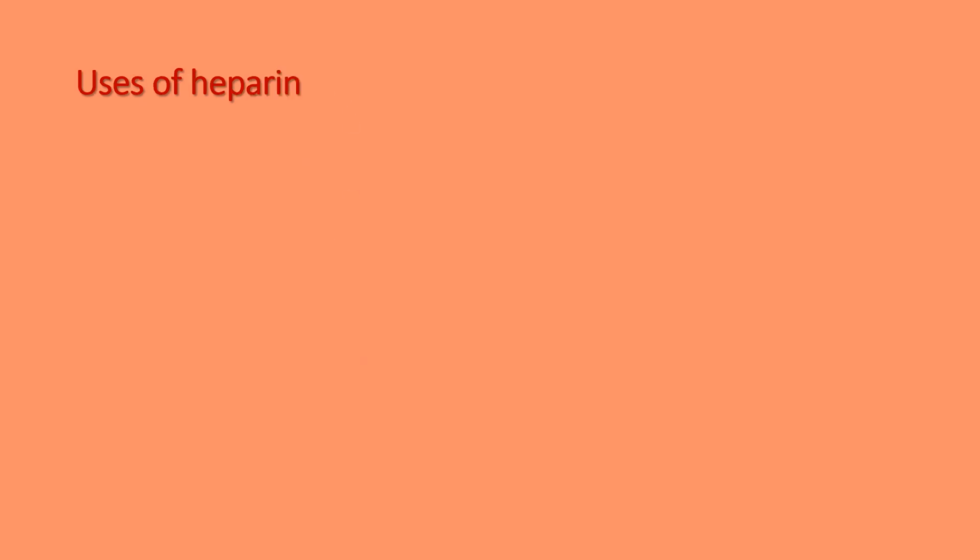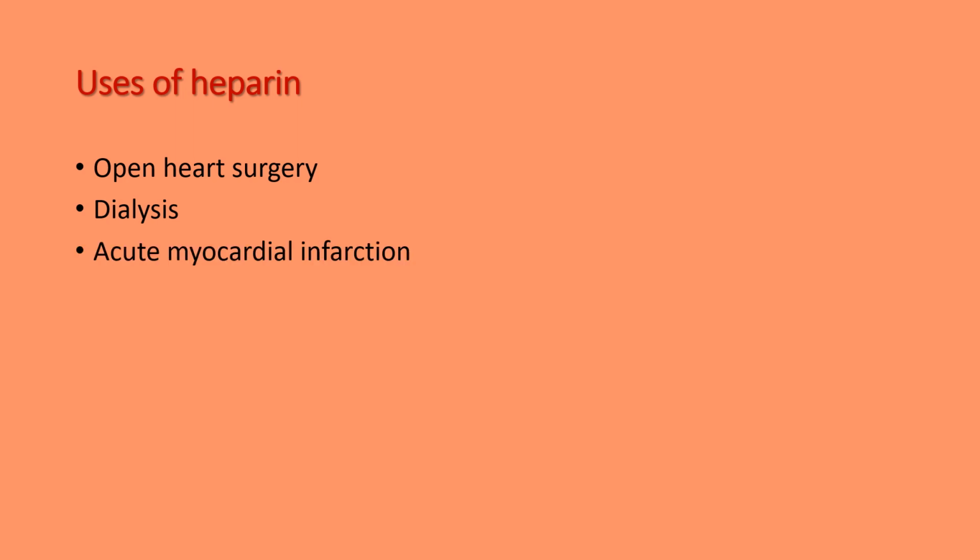So uses of heparin. Heparin is mainly used during open heart surgery. In open heart surgery, a heart lung machine is used, so it is more prone to clotting. So we use heparin. And during renal dialysis for chronic renal failure, heparin is used. And acute myocardial infarction. If the patient comes a little later, we cannot use thrombolysis like streptokinase, urokinase. At that time we can use heparin. And in animal experiments we also use heparin as the anticoagulant.